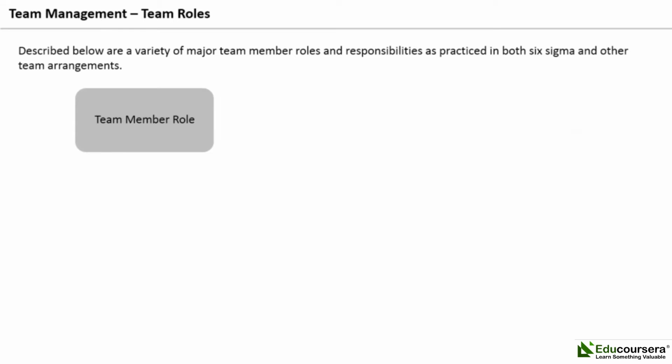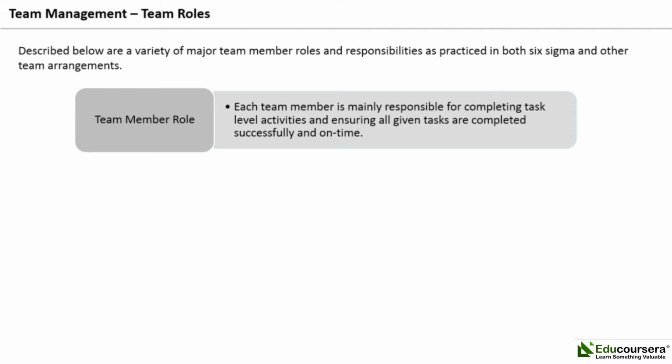The team member role. Each team member is responsible for participating in training to become an effective team member, attending team meetings as required, completing assignments between meetings, participating actively during meetings by contributing information and ideas, encouraging active participation by other team members, benefiting from the experience, expertise and perspective of others, applying the steps of the improvement process.